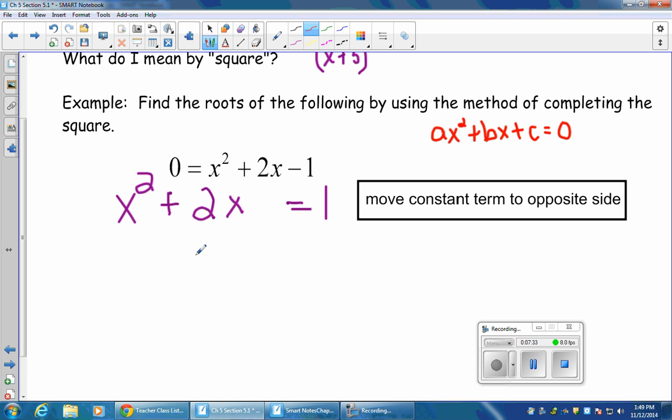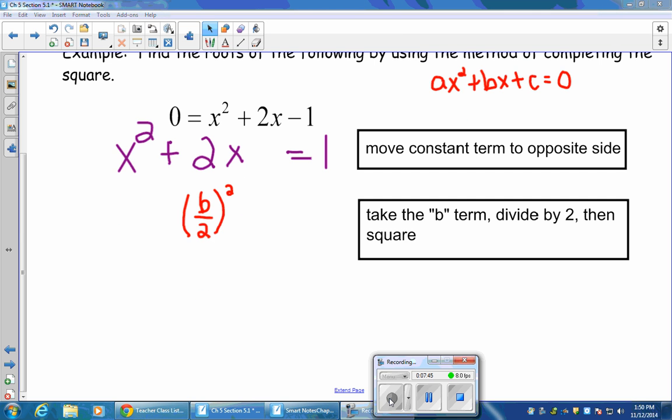So our next step is going to take our b term, divide it by 2, and then square it. Okay. So your b term, divide by 2, then square it. So our b term is 2.